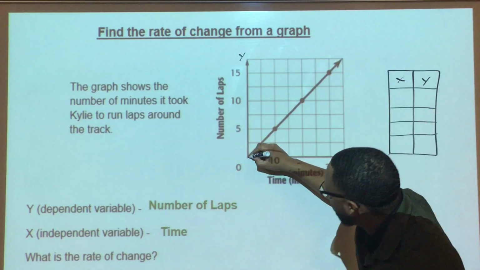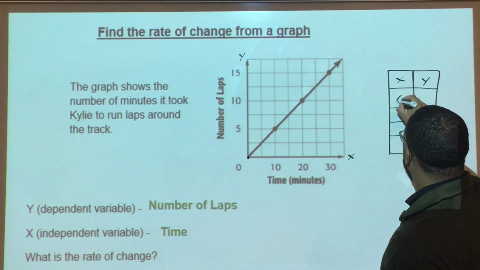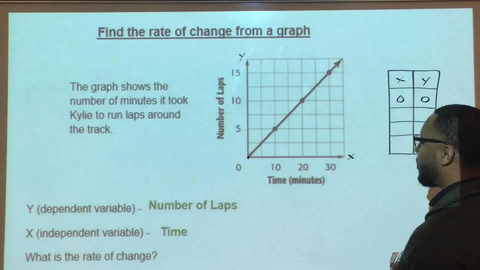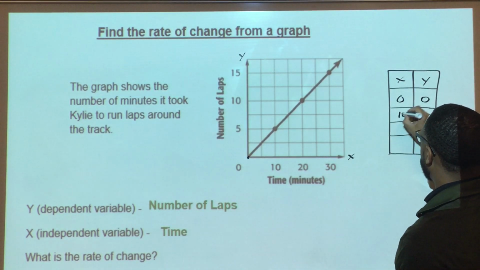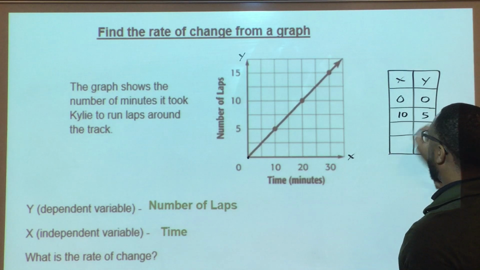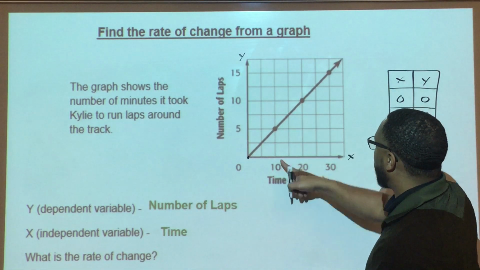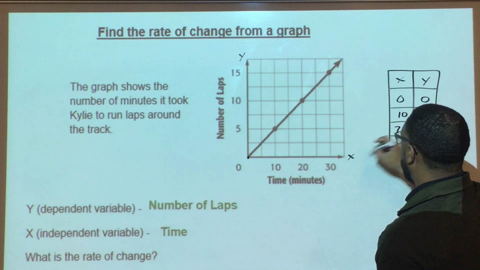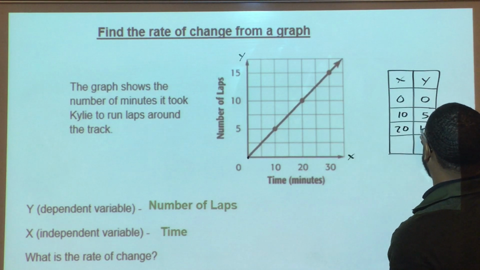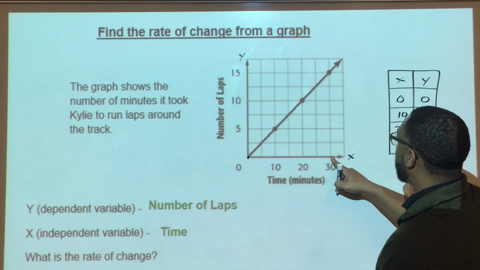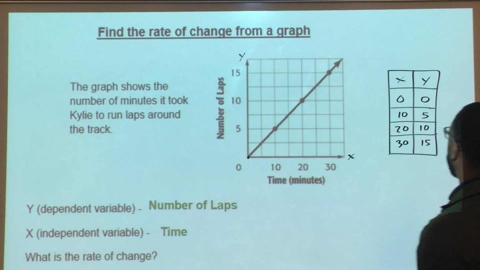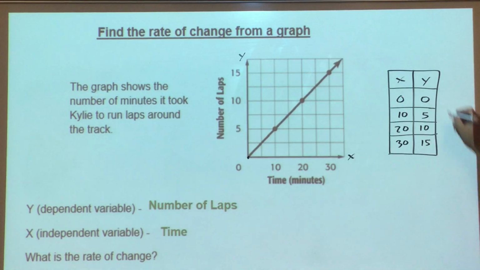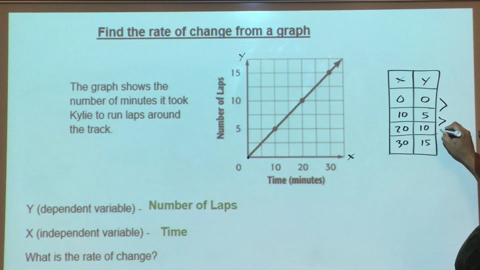But I could also start right here because this does go through 0, 0. So we'll just say the first point is 0, 0, and then we'll use this one. We'll say when X is 10, Y is 5. The next point, when X is 20, Y is 10. And then when X is 30, Y is 15. So now, let's figure out the rate of change the same way we were doing.